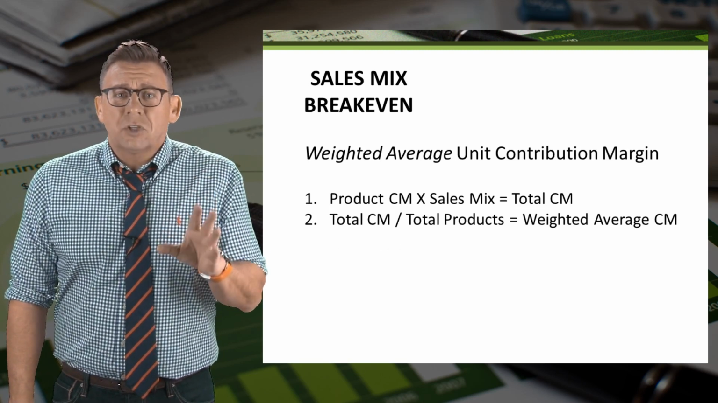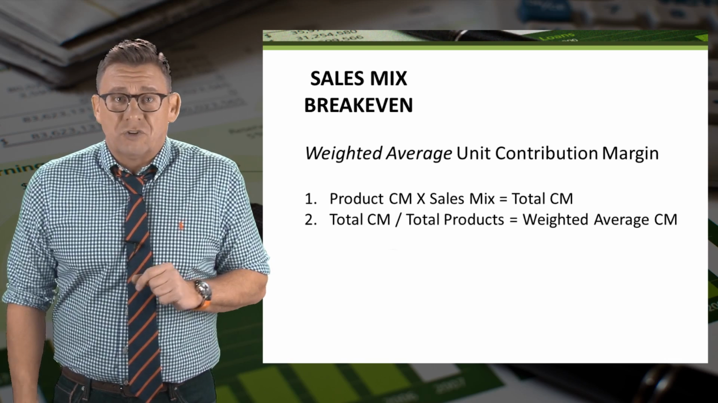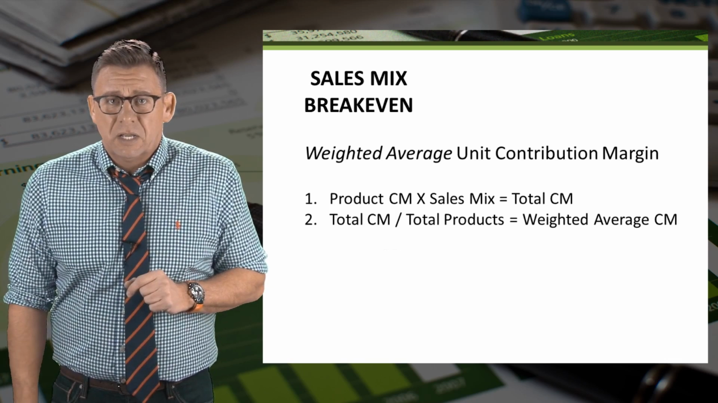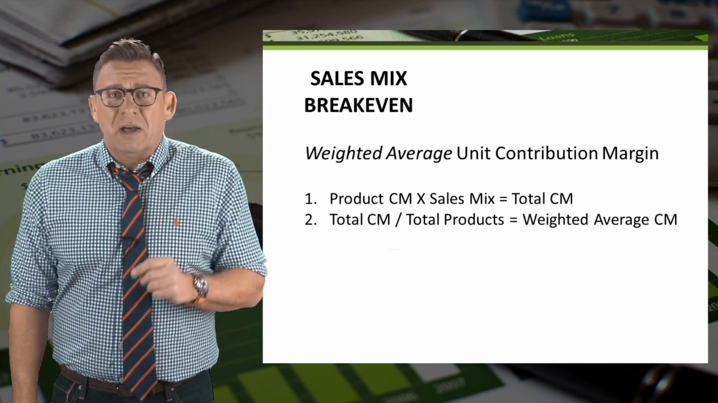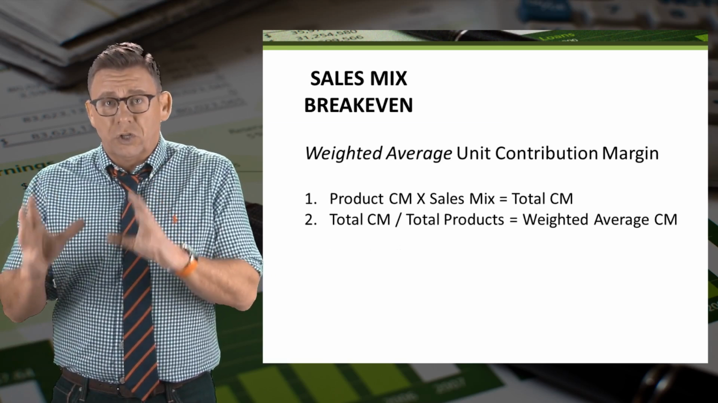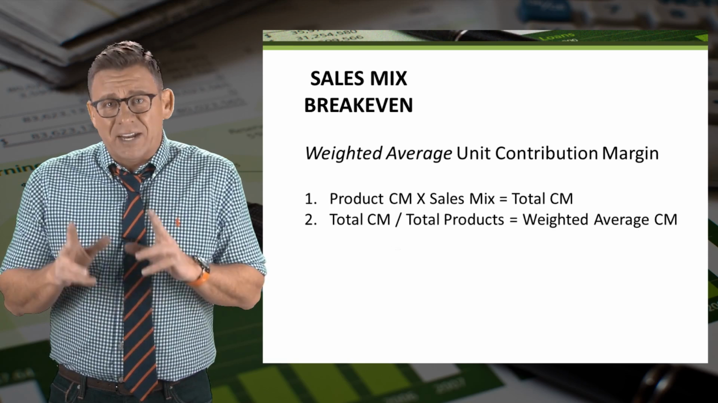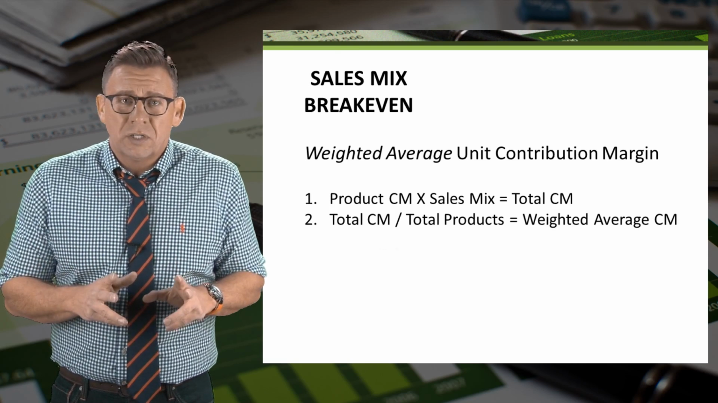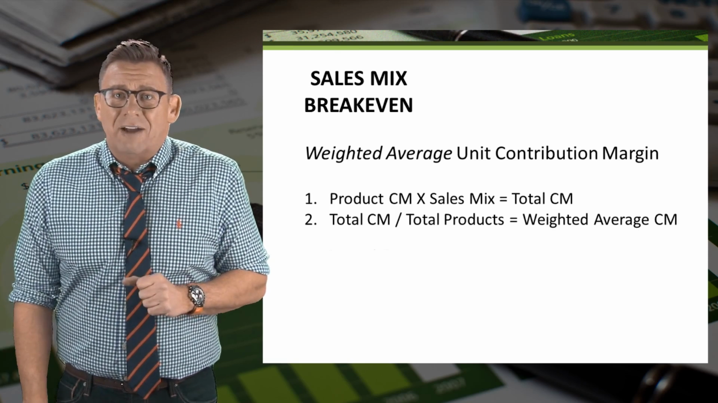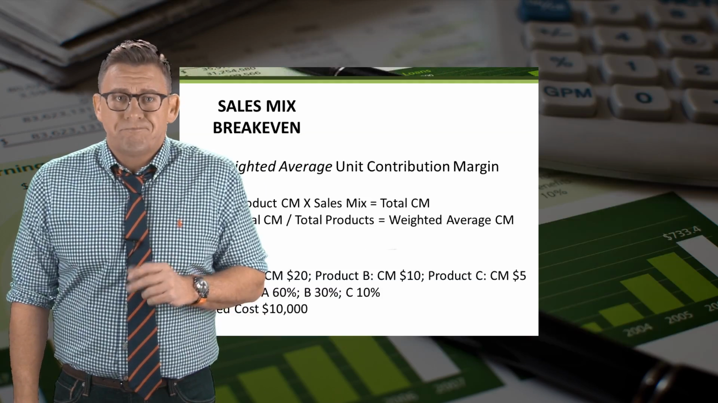First, let's multiply the product contribution margin times the sales mix. Once we add all of these amounts up, we have the total unit contribution margin. Then let's divide that by the total number of products sold to equal the weighted average contribution margin.